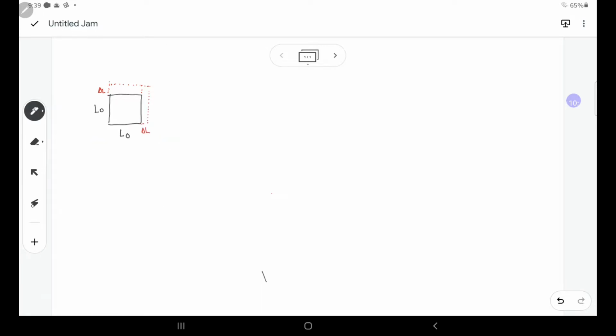Okay. Now, we know that the area is L naught times L naught. This is the original area, so you will get L naught square. So the new area, when there is a change in length, you will get A is equal to L naught plus delta L, right? This is the new length, L naught plus delta L.